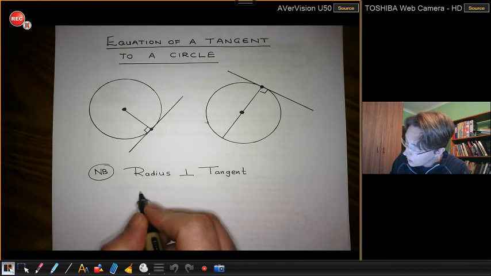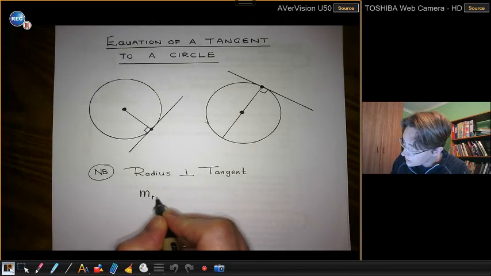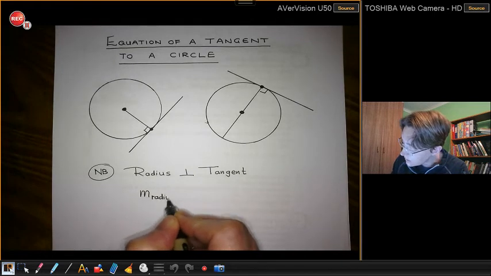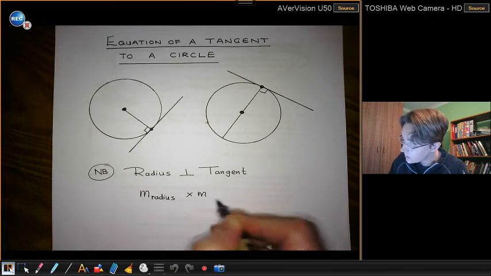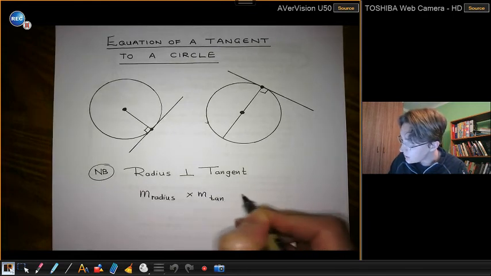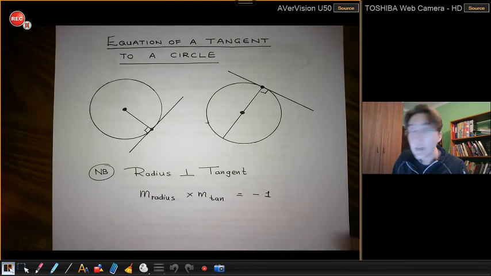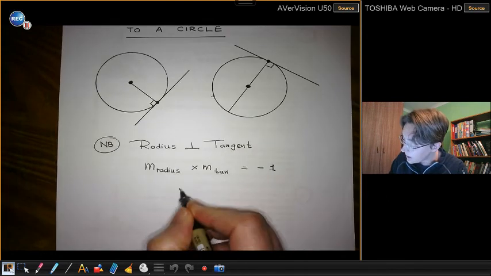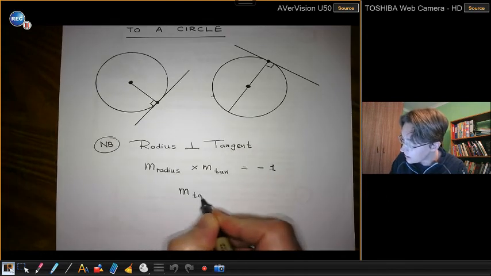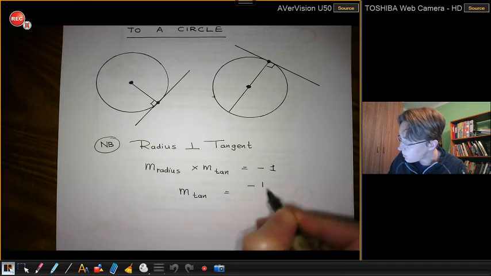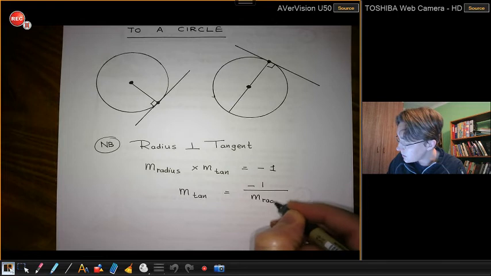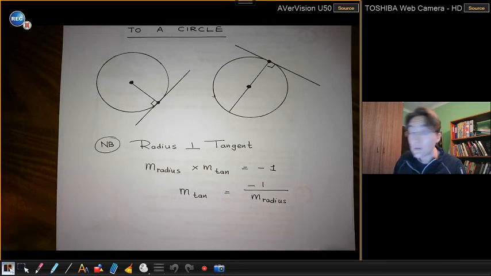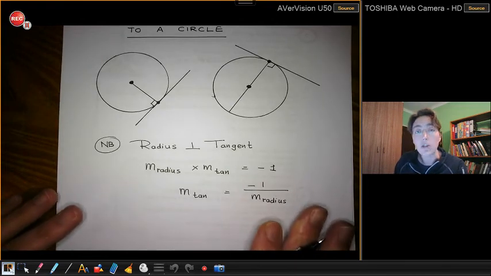So we know that the gradient of the radius times the gradient of the tangent is equal to -1. Or I can adjust that slightly and I can say the gradient of the tangent is equal to -1 over the gradient of the radius. So this is what we are going to use to find the equation of a tangent.